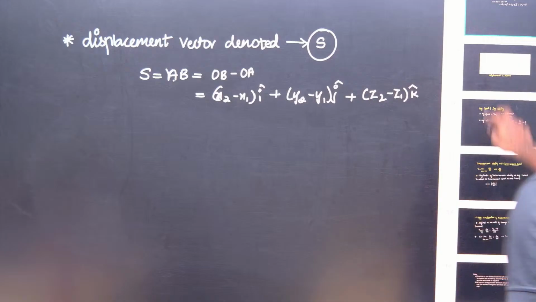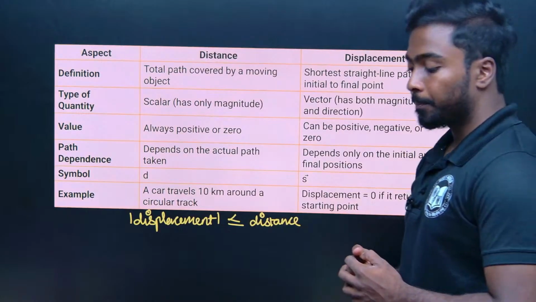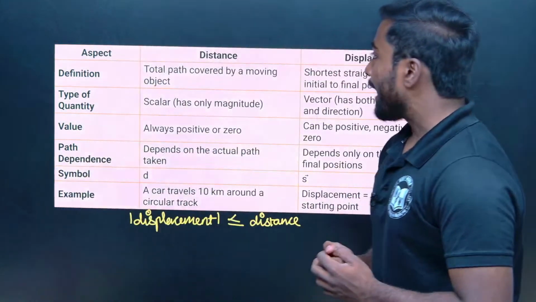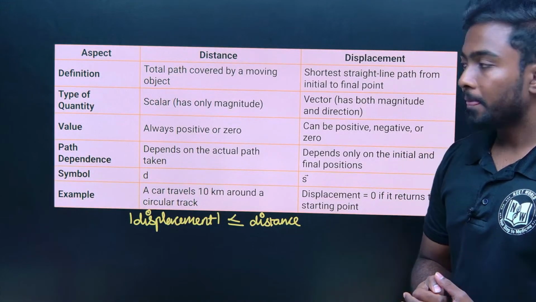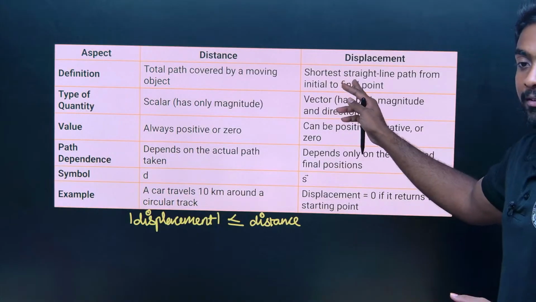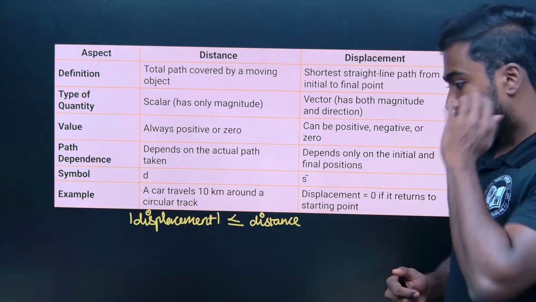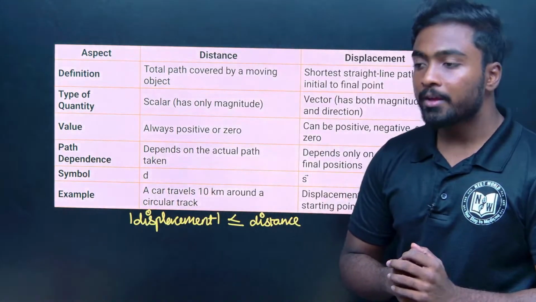Okay, so the difference between distance and displacement. Distance is the actual path or total path traveled by the object, and displacement is the shortest path traveled by the object. When I talk about displacement, it is final position minus initial position.